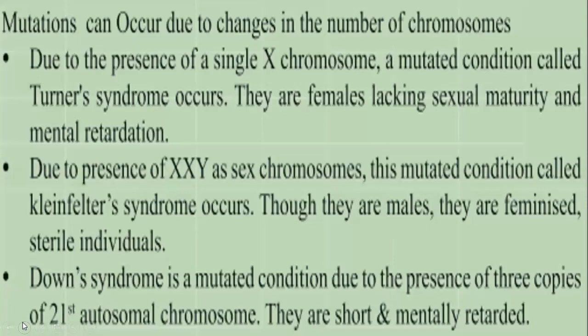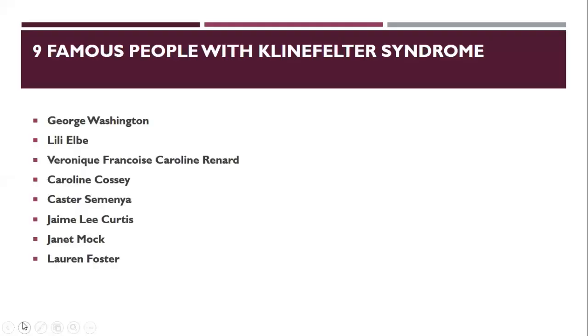Down syndrome is a mutated condition due to the presence of 3 copies of the 21st autosomal chromosome. They are short and mentally retarded. Actually, this Klinefelter syndrome is quite popular. I meant common disease.